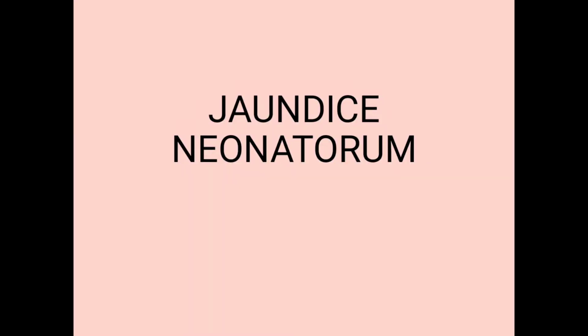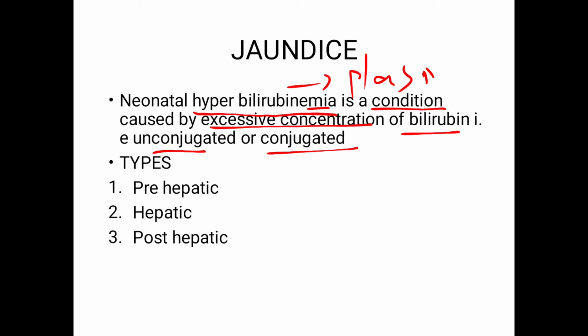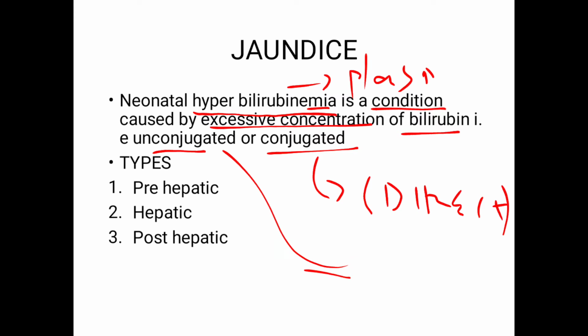The topic we'll be discussing today is jaundice neonatorum, neonatal hyperbilirubinemia. As the name indicates, emia refers to the plasma, and hyperbilirubin means excessive concentration of bilirubin. So it's basically a condition caused by excessive concentration of bilirubin, which can be either unconjugated or conjugated. As we all know, the conjugated is the direct bilirubin, which is water soluble but lipid insoluble, and the unconjugated is the indirect, which is water insoluble but lipid soluble.